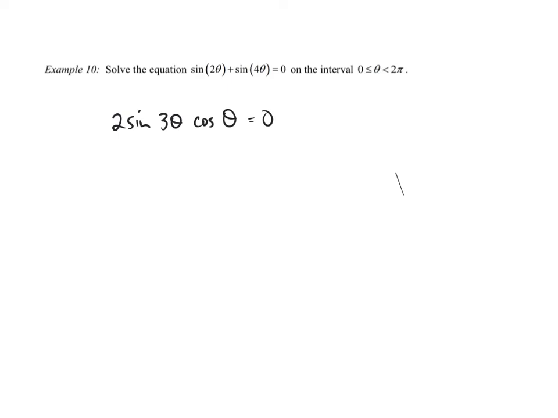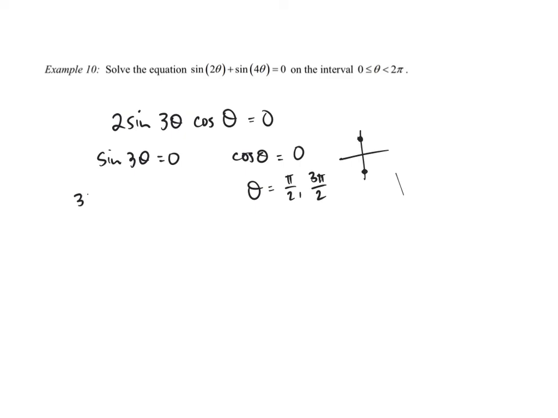So I'm ready to set all 3 of these things equal to 0. So the sine of 3 theta is equal to 0, and then the cosine of theta is equal to 0. Now I'm going to start with the one on the right because it's a little bit easier. So for cosine theta equals 0, remember that cosine is the x-coordinate. And so the x-coordinate is going to be 0 at the top and the bottom of the unit circle, which is going to be pi over 2 and 3 pi over 2.